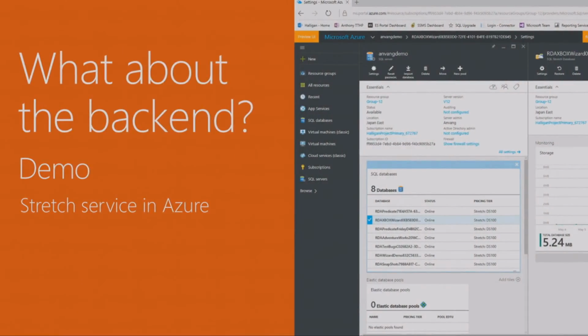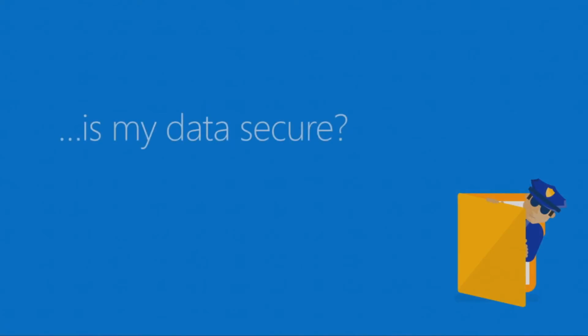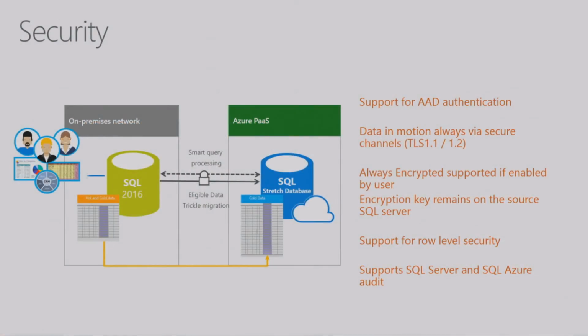So we've been through the back end and I've shown you what the back end looks like for Stretch. So what about my data? Is my data secure? As you saw in the demo, through the intelligent app, the Wingtips sales rep could see that the card was on file, but had no access to the data. The data was completely encrypted. As I said, we support AAD authentication. Data in motion is secured. Data at rest is secured. If you have TDE enabled on your local instance, you can enable it on your remote instance.